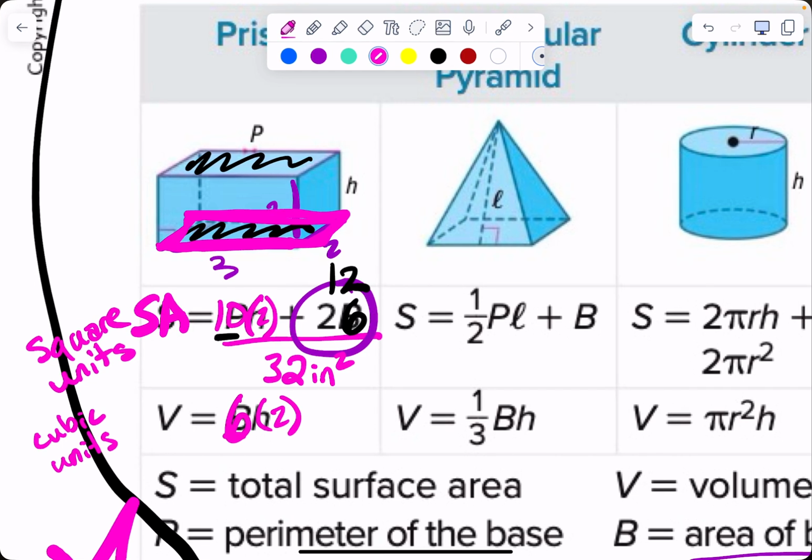Think of volume as me filling this with water. It is going to fill in the base first. That's those 6 units.